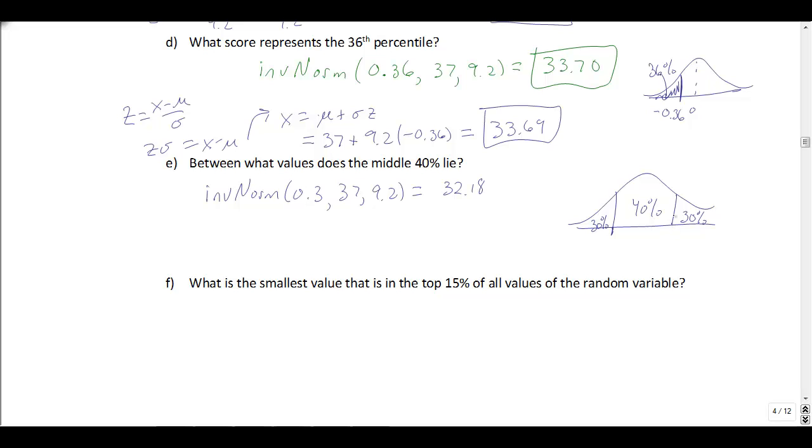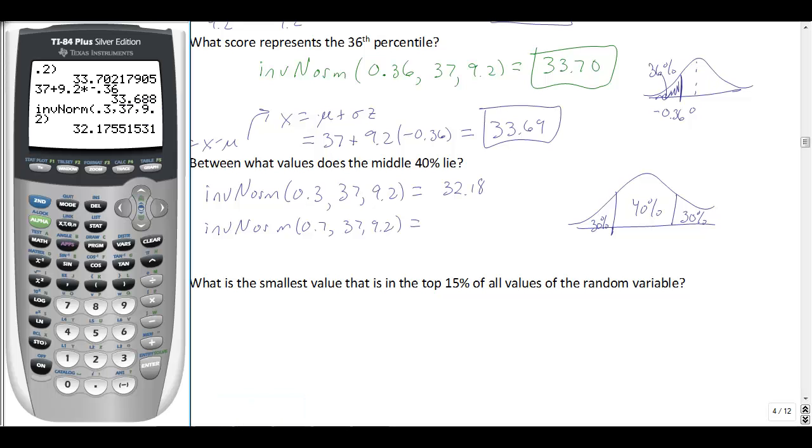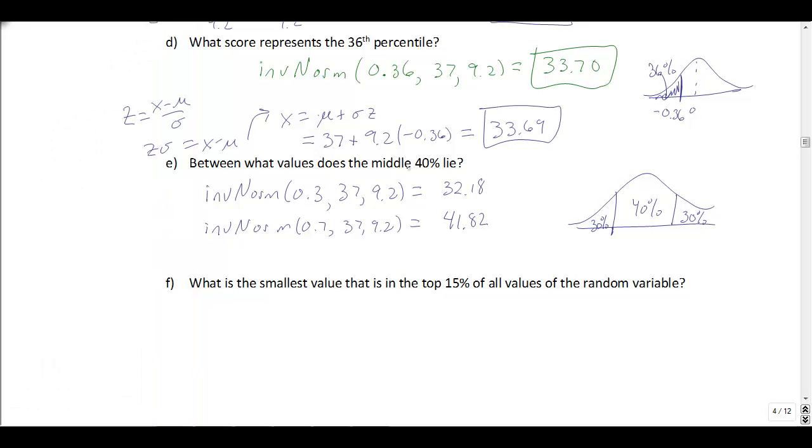For the upper bound, we want to think how much is to the left? Well, 30% plus 40%, so that's 70% to the left. So this is invert norm of 0.7, 37, 9.2. Let's do second entry, just change the 0.3 to 0.7, and I get 41.82. So the middle 40% is between 32.18 and 41.82.